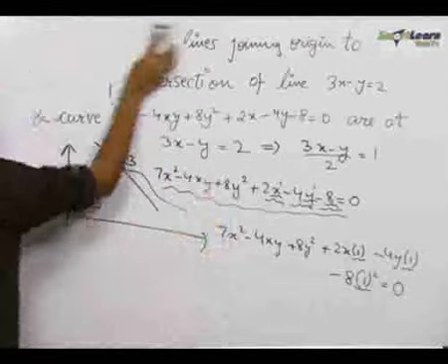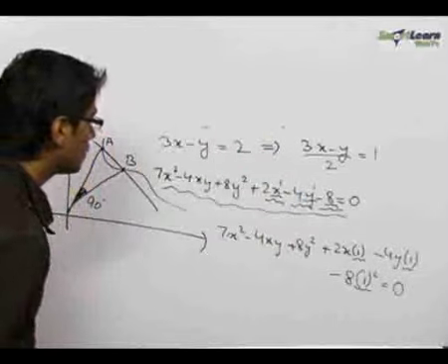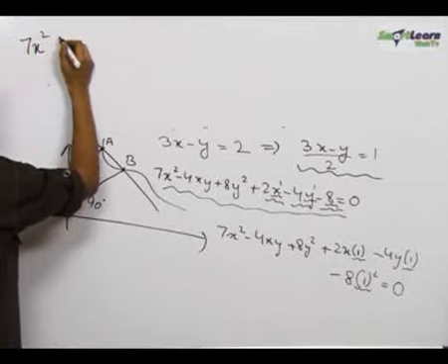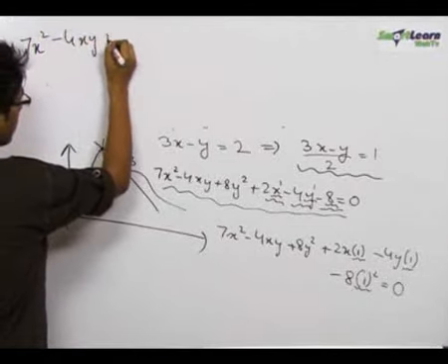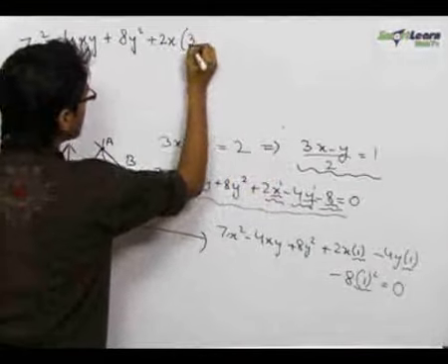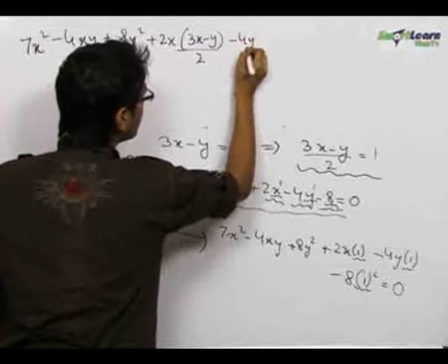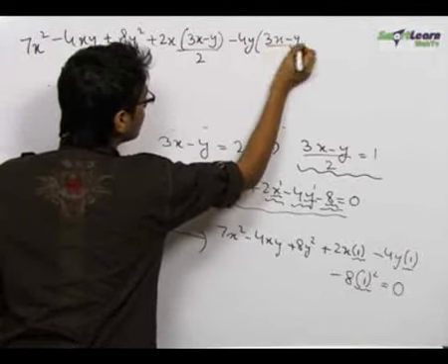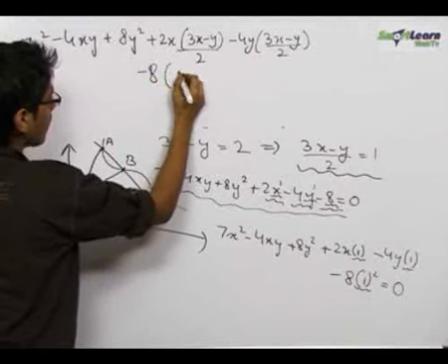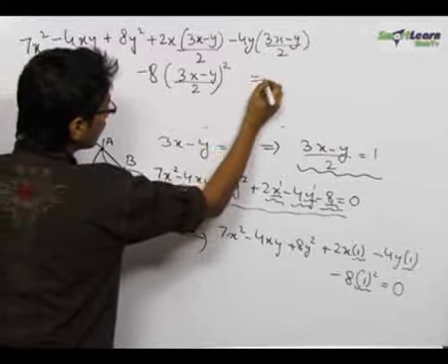Now we will supply the value of 1 to each of these terms. We have got the value of 1 as 3x minus y upon 2. So we get 7x square minus 4xy plus 8y square plus 2x into 1 which is 3x minus y upon 2, minus 4y into 1 which is again 3x minus y upon 2, minus 8 times 1 square which is 3x minus y upon 2 whole square equals 0.